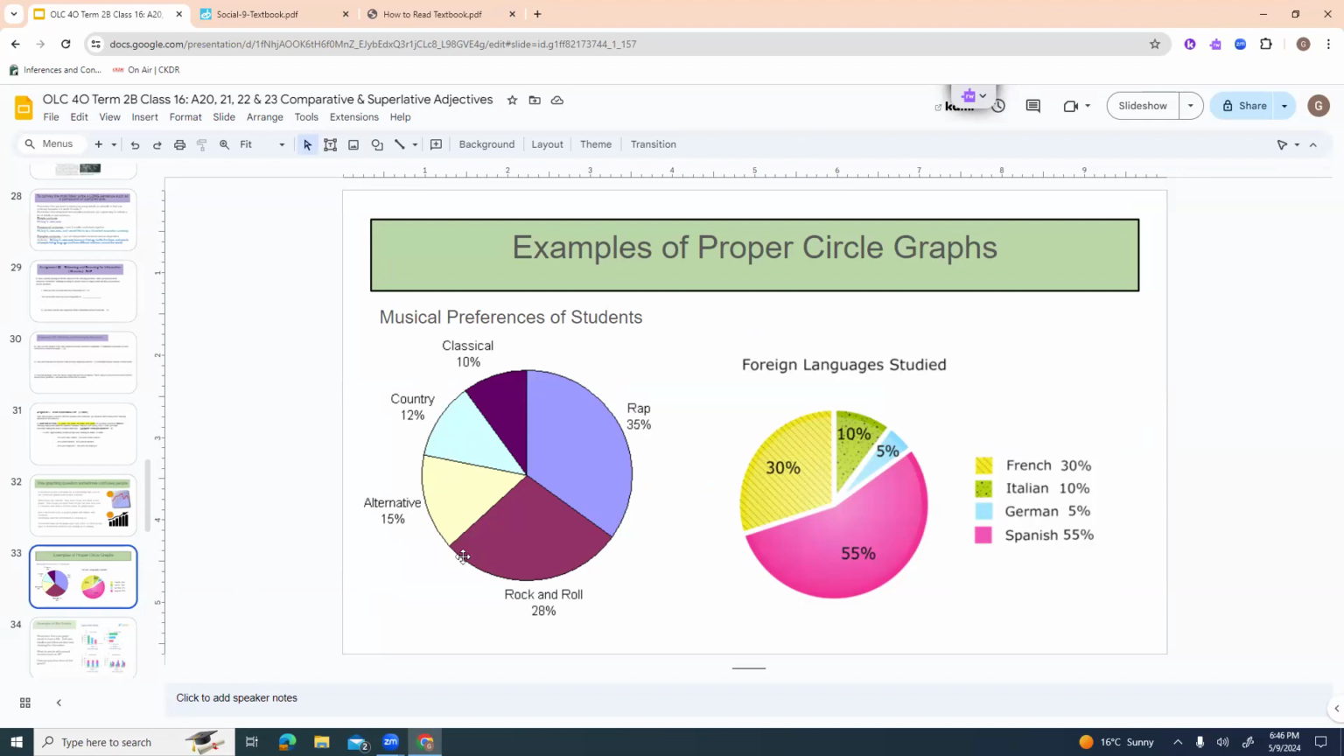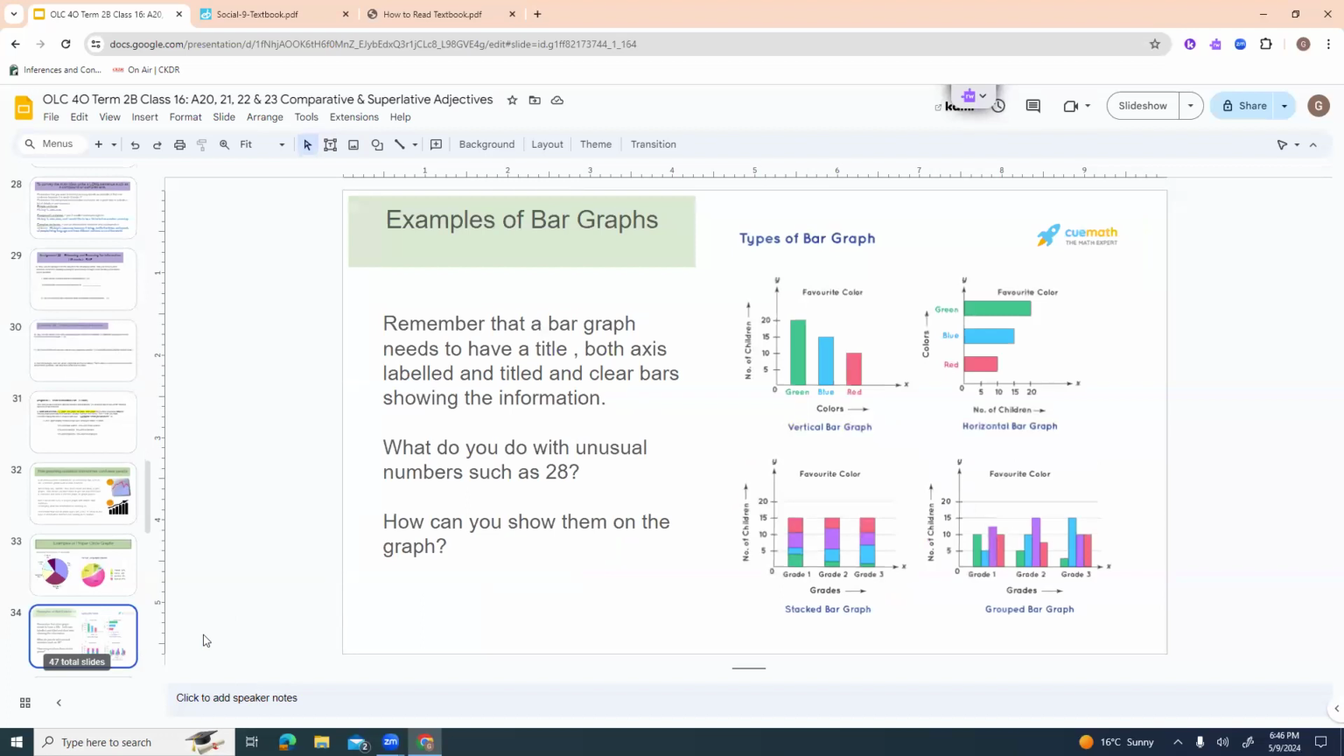Here it's showing you the relationship of different musical preferences of students. This one is showing you the different types of foreign languages studied, maybe at a specific school or across the country. Here are bar graphs.